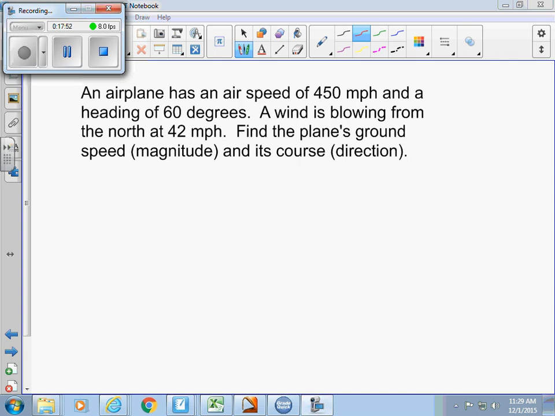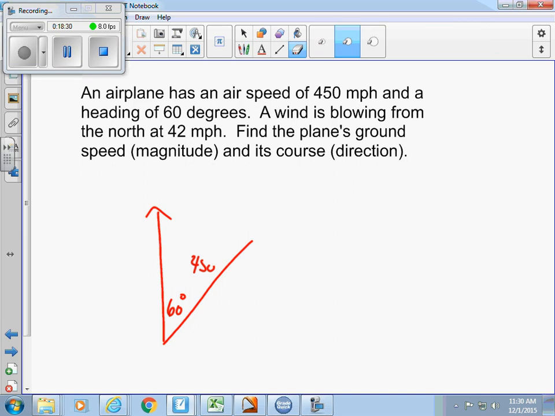Okay. And they use the word heading instead of bearing. Textbook difference. That goes with the same thing. So we have an airplane from due north on a bearing of 60 degrees. What does that mean? 60 degrees from the north to the east, right? So I have a 60-degree angle there. And this is a magnitude of 450.